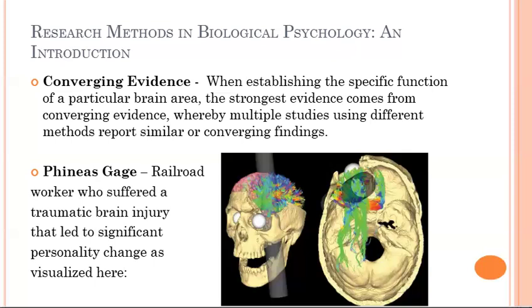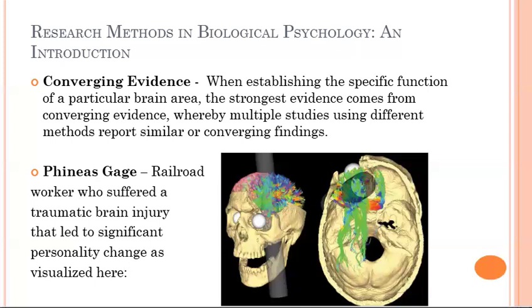Each different technique in biological psychology has strengths and limitations and can be used to study distinct types of questions. When establishing the specific function of a particular brain area, the strongest evidence comes from converging evidence, whereby multiple studies using different methods report similar or converging findings, right? If you've taken my research methods class, you've seen how important mixed methods designs are. This is an example of that.